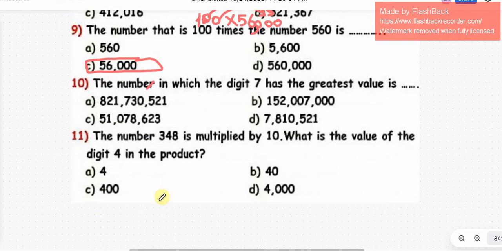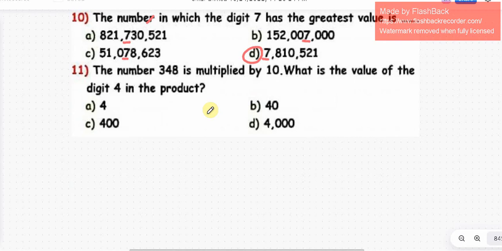The number in which the digit 7 has the greatest value. Here 100,000, here 10,000, here 1,000, here million. The greatest value is here. This number is multiplied by 10. Multiplied by 10 means to make times 10.